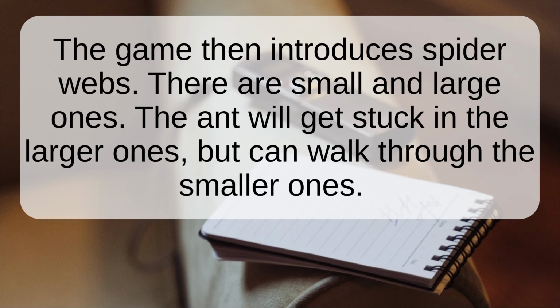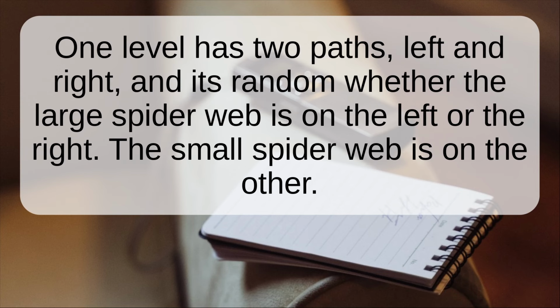The game then introduces spider webs. There are small and large ones. The ant will get stuck in the large ones, but can walk through the smaller ones. One level has two parts, left and right, and it's random whether the large spider web is on the left or the right. The smaller spider web is on the other.